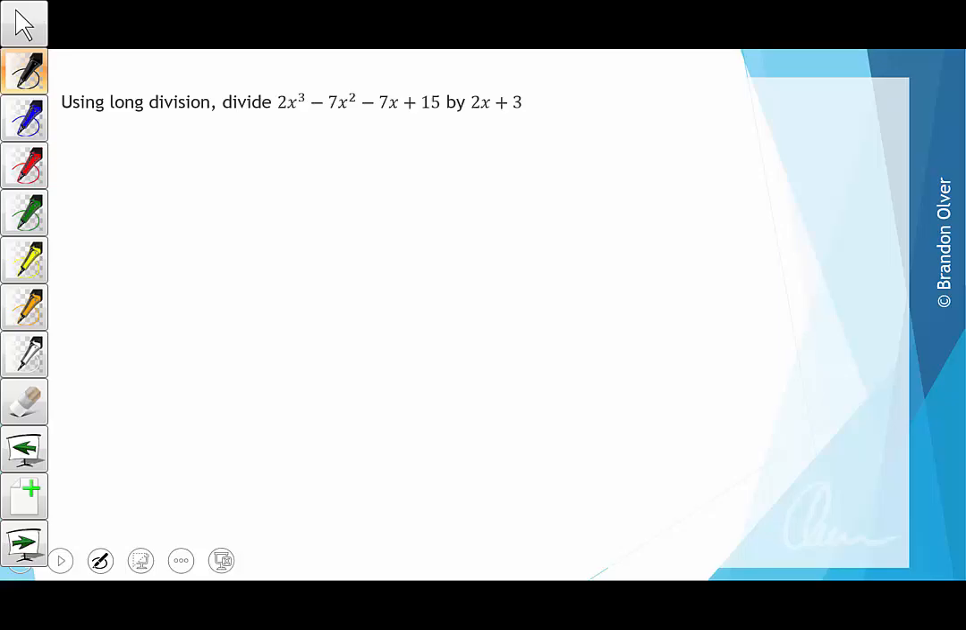In this video we're going to use long division to divide the polynomial 2x cubed minus 7x squared minus 7x plus 15 by 2x plus 3. So the first thing we need to do is set up the long division that we're going to undertake. So 2x plus 3, which is going to divide the polynomial 2x cubed minus 7x squared minus 7x plus 15.